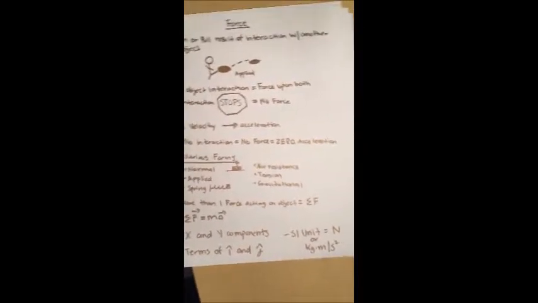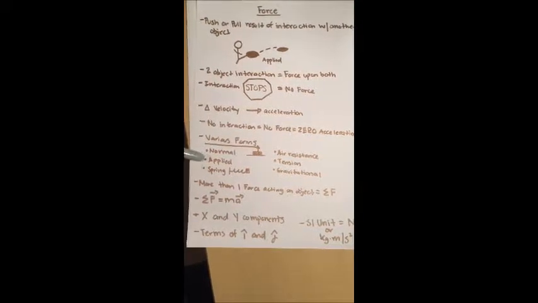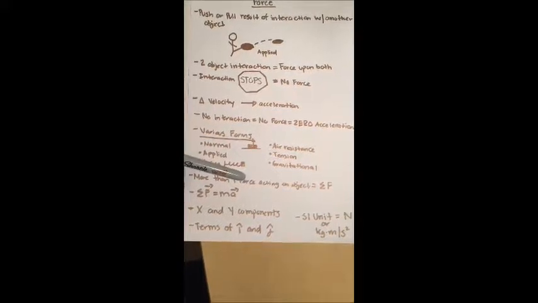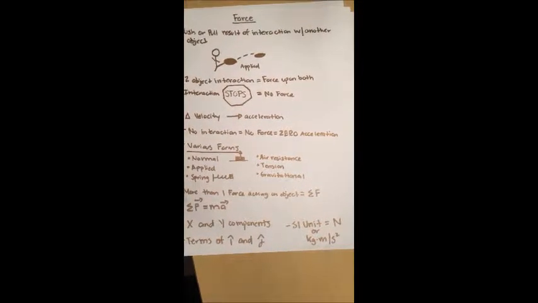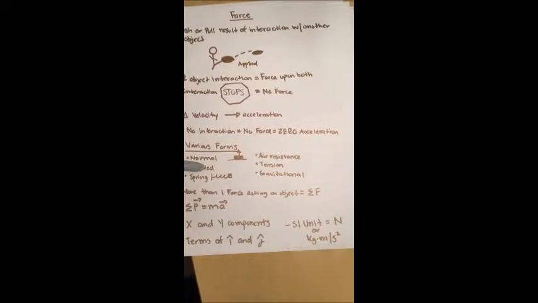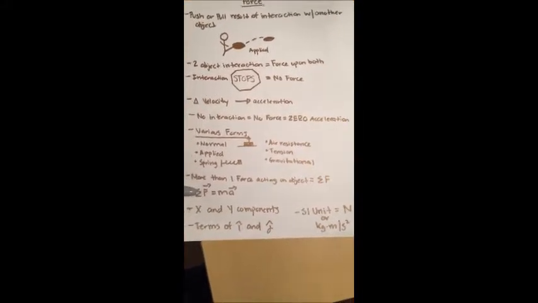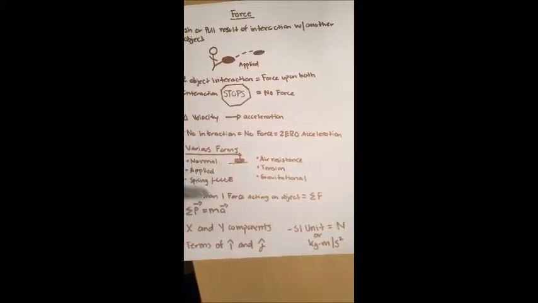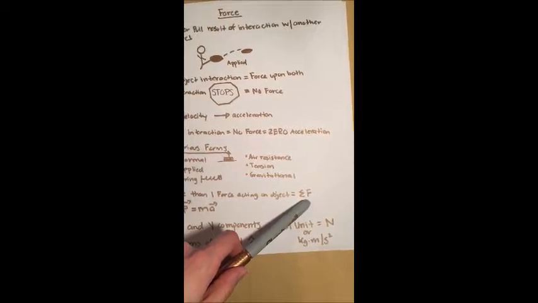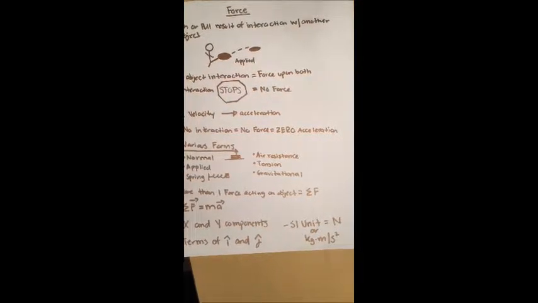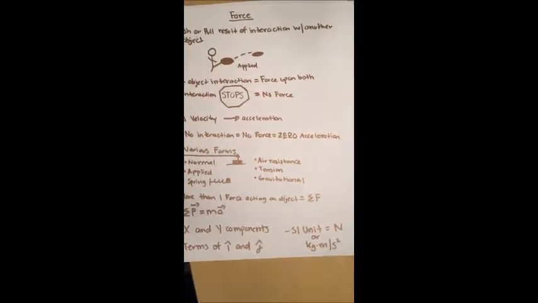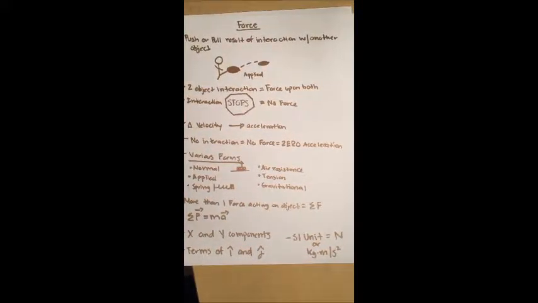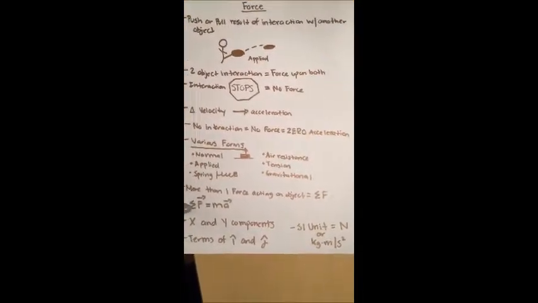So force can come in various forms, such as normal, applied, spring, air resistance, tension, and gravitational. If there's more than one of these forces acting upon an object, then all those forces have to be combined to form a net force, given by the vector sum of all the forces, shown here. And according to Newton's second law, the acceleration of an object is directly proportional to the net force acting on it, and inversely proportional to its mass, depicted in the equation as shown right here.